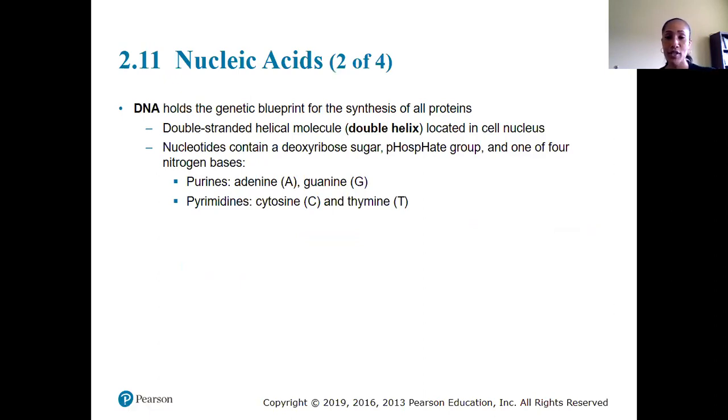DNA is double-stranded. Most of us are aware of this. And DNA is going to be located in the nucleus of the cell.